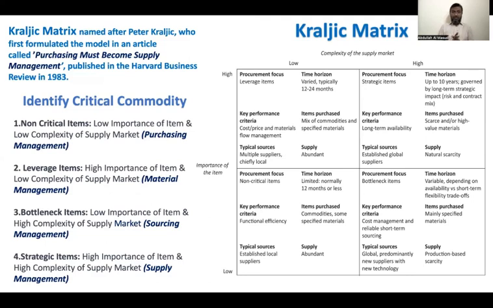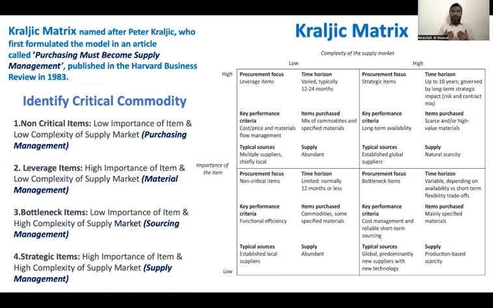The second category is where the importance of the item is very high, whereas the complexity of the supply market is low. The importance of the item is very high and the complexity of the supply market is very low. In this category, we have our leverage item, which is a high important item and low complexity of supply market. That means we need to do the material management. Here the item is very important, but the complexity of the supply market is not very critical.